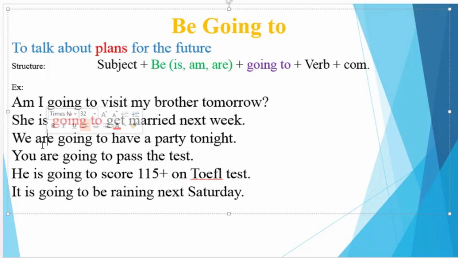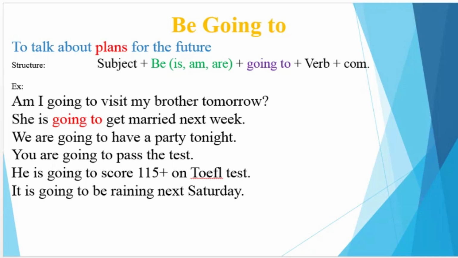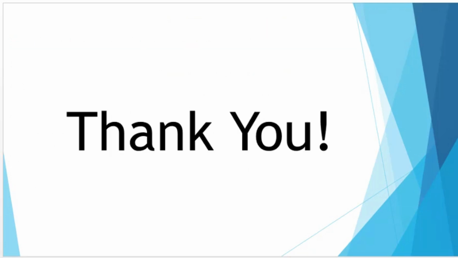Okay. We are going to have a party tonight. So now we can see that going to is always used. You are going to pass the test. He is going to score 115 plus on the TOEFL test. It is going to be raining next Saturday. Okay. So now let's make some more examples with the simple be going to form.